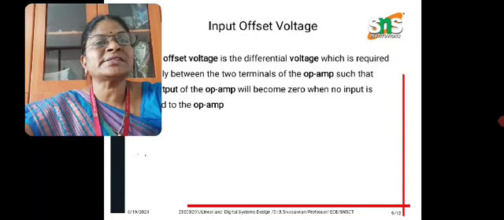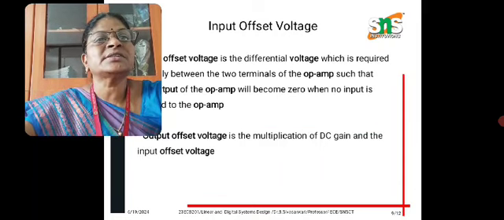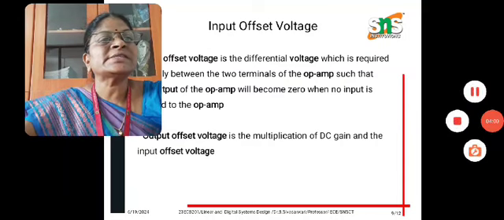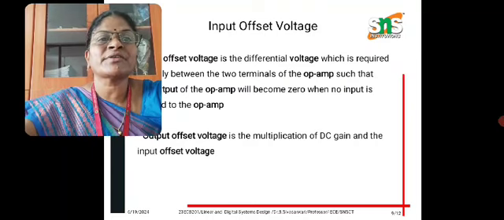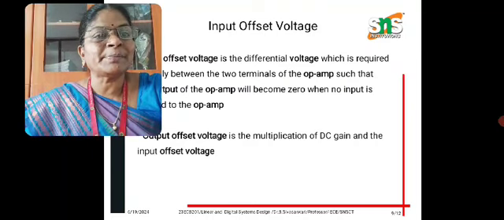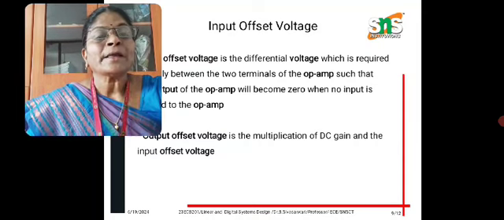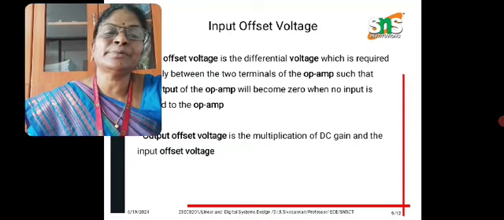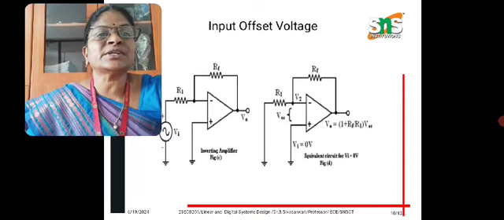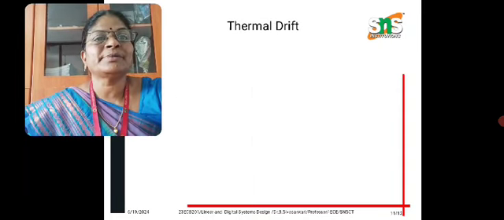So the next one is input offset voltage. The input offset voltage is the differential voltage which is required between the two terminals of the op-amp such that the output of the op-amp will become 0 when no input is applied to the op-amp. Output offset voltage is the multiplication of DC gain and the input offset voltage. So this is the circuit diagram of input offset voltage, the inverting amplifier, and the equivalent circuit for the inverting amplifier.